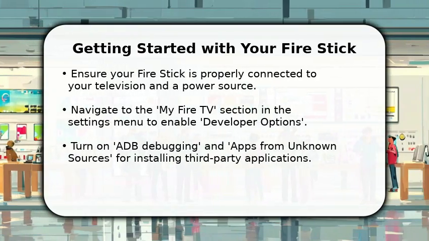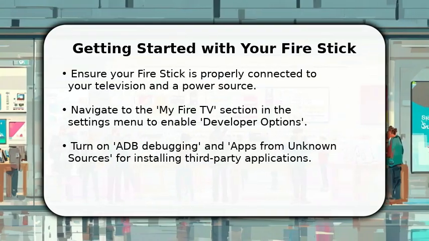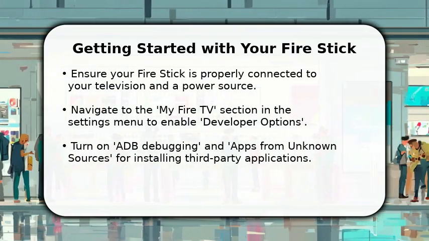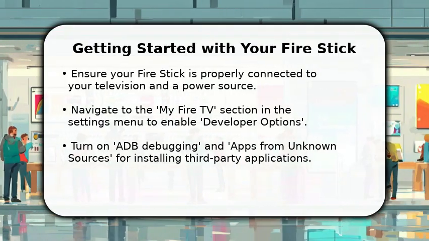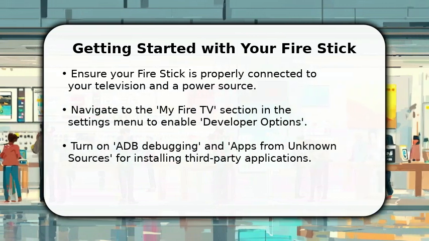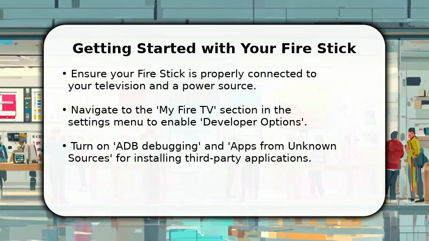Go to the Settings menu, scroll down to My Fire TV, then select About. Click the Fire TV stick multiple times to reveal developer options. From there, activate both ADB debugging and apps from unknown sources, which are essential steps. A strong Wi-Fi connection ensures smooth performance for all your media needs.